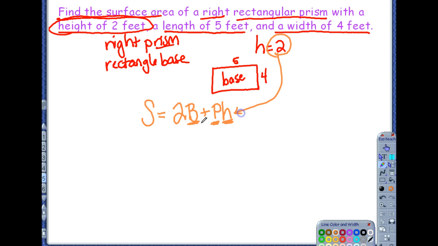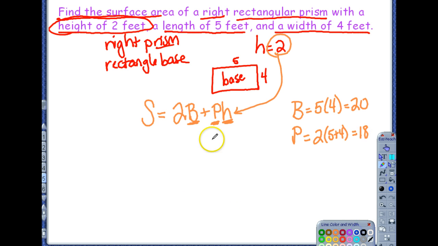That's awesome. We don't know the pieces about the base yet. We don't know the area of the base, and we don't know the perimeter yet. Not too hard to find for a rectangle. So let's find our big B, the area of our base. That's just going to be length times width, so 5 times 4, so that's 20. And what about the perimeter of the base? So I can say 2 times the 5 plus 4. So 2 lengths, 2 widths. That's going to be 18.